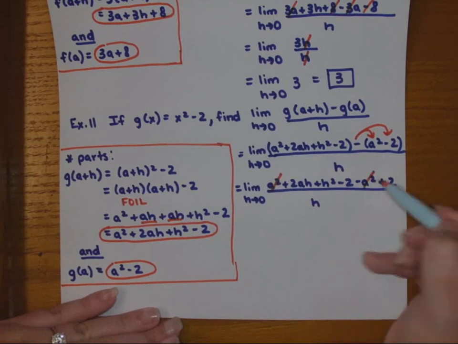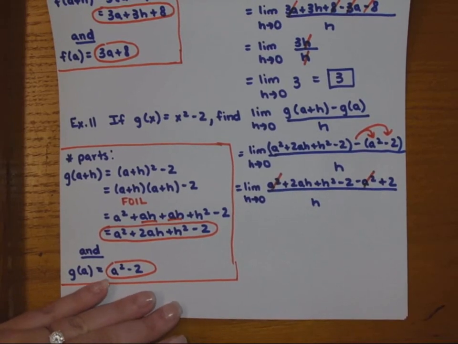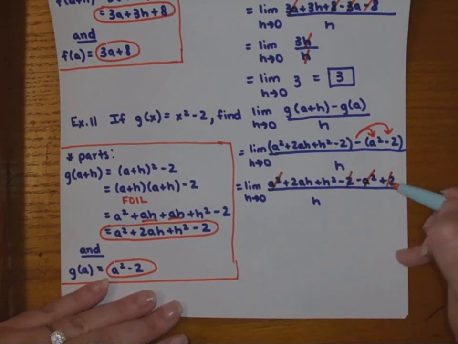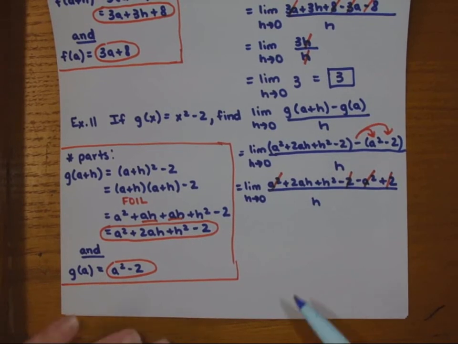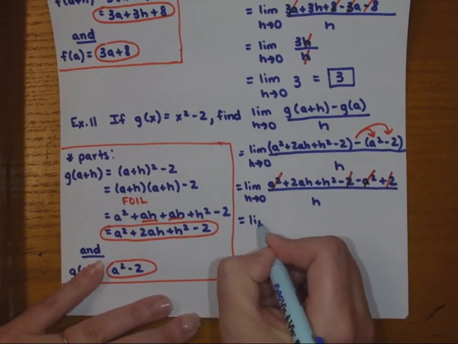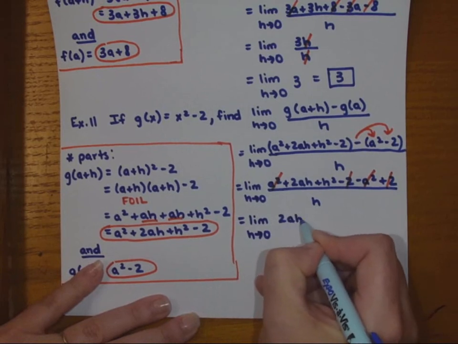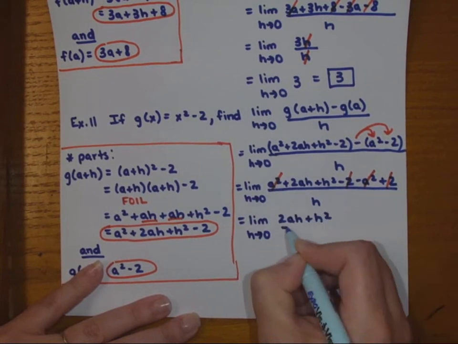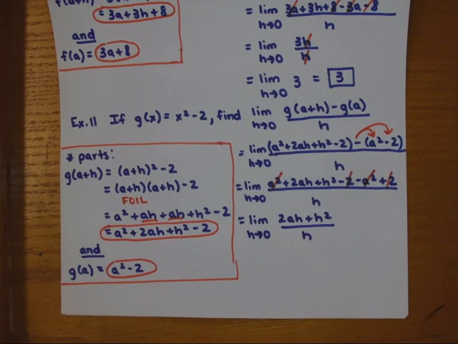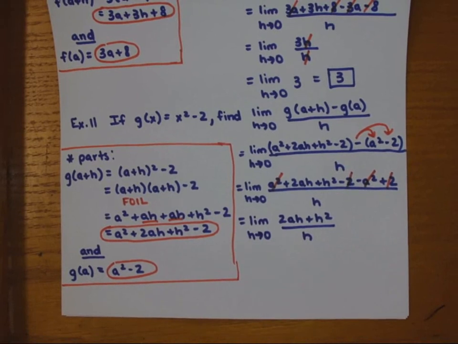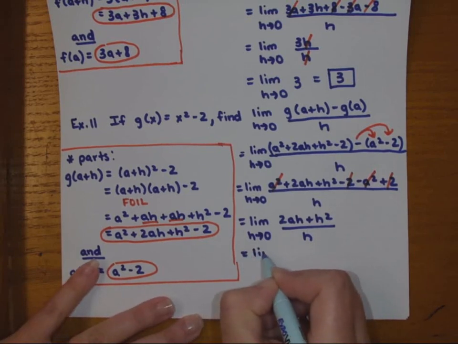So a squared minus a squared, that's gone. That's 0. Negative 2 plus 2 is also 0. So notice I got rid of some pairs, right? But I still have a couple of things left. So I've got 2ah plus h squared over h left. And don't forget your limit notation. Notice still again, I cannot plug in 0 yet because I'll get 0 in the denominator and I'll have an undefined answer. So let's see if I can factor the top.